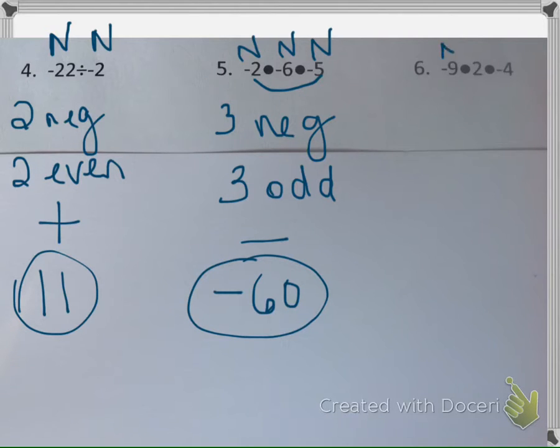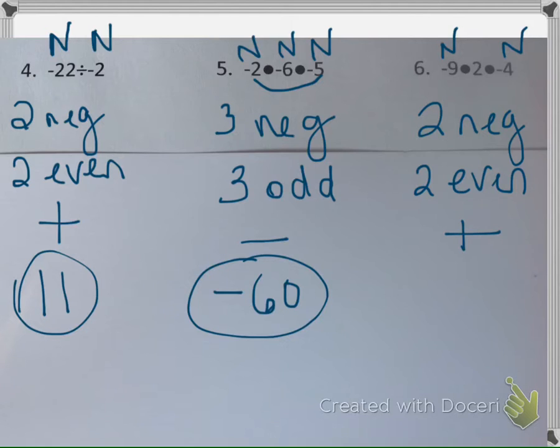Number 6, I have a negative 9, a positive 2, and a negative 4. So I have two negative numbers. 2 is an even number. So my answer is going to be positive, and I would do 2 times 4 is 8, and 8 times 9 is 72. Again, using my associative property of multiplication. I can multiply that any way I want. Whichever way is easiest is the way you should do it. Okay, you can continue on if you'd like to do the rest of the page and then check your work.